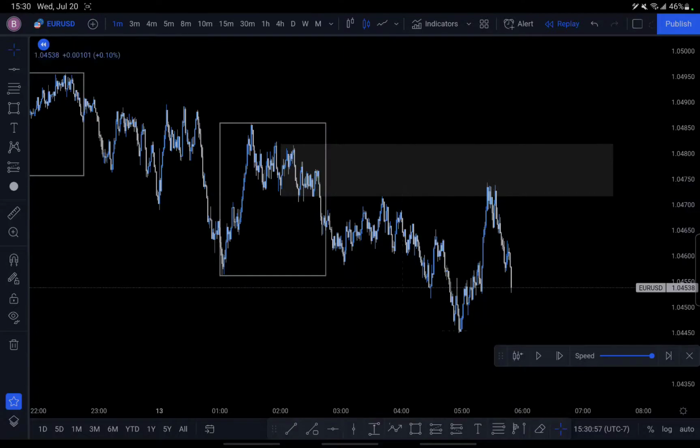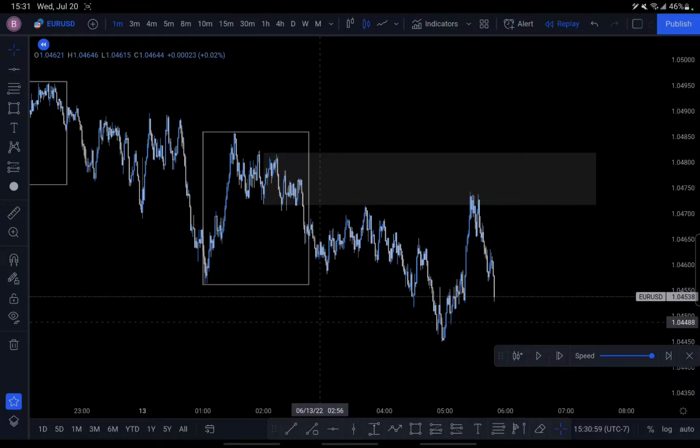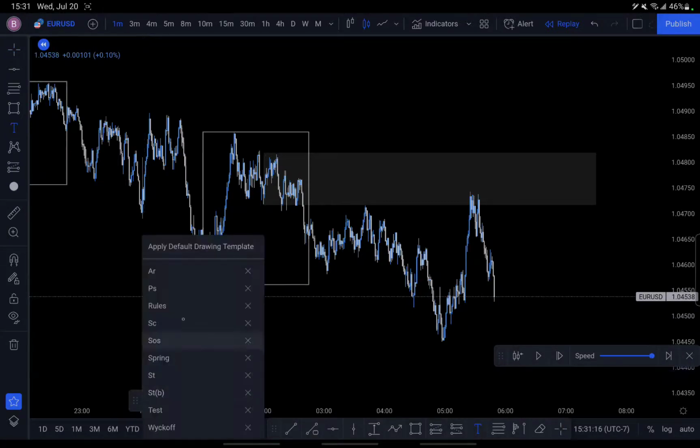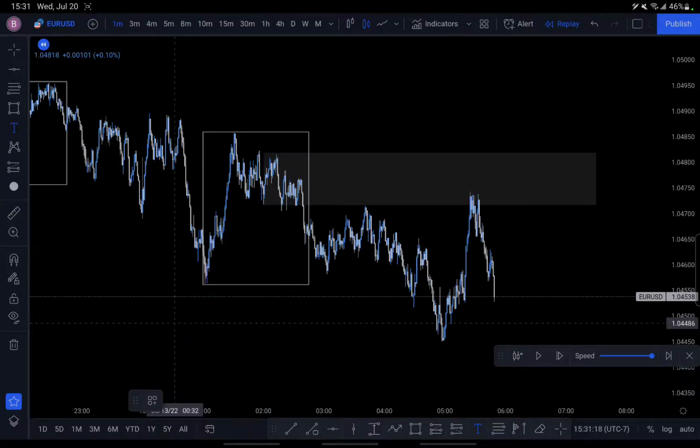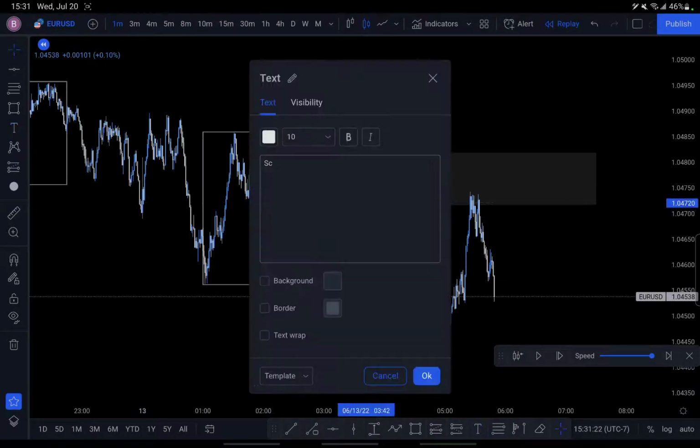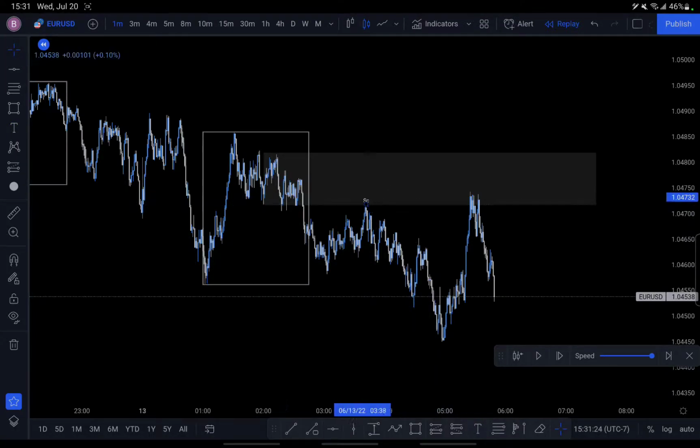Okay, so let's go ahead and mark our stuff up here. So where do I see Wyckoff in here? Nothing pretty. Okay, well, let's just start marking stuff up. So let's go with our buyer's climax. I'll probably do this one here, buyer's climax.